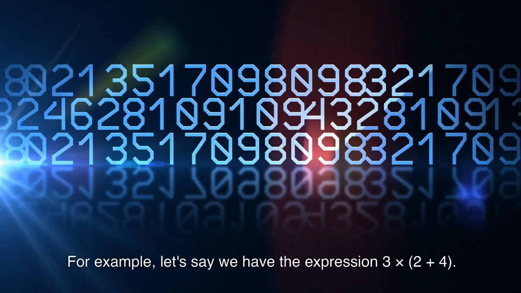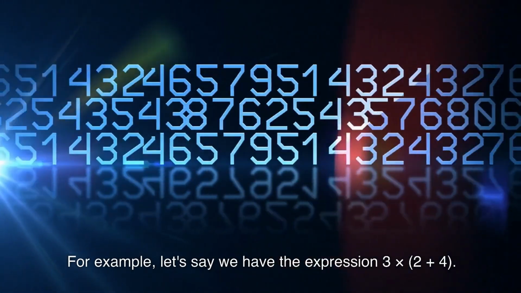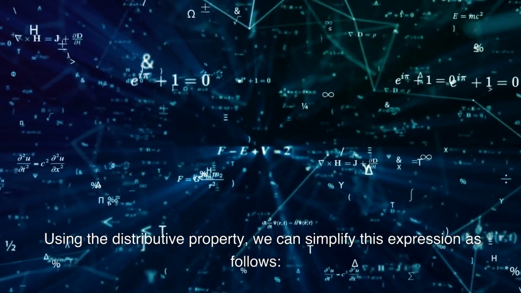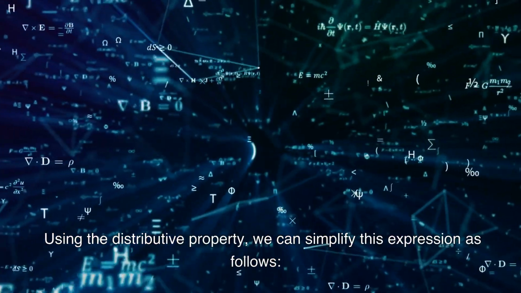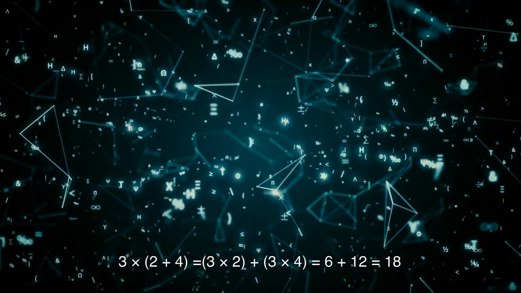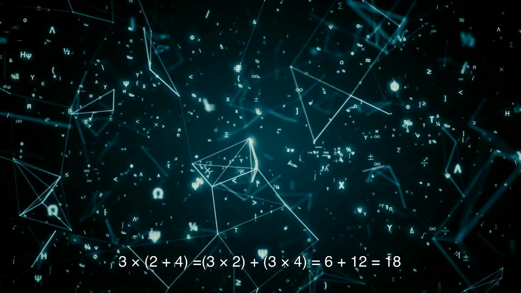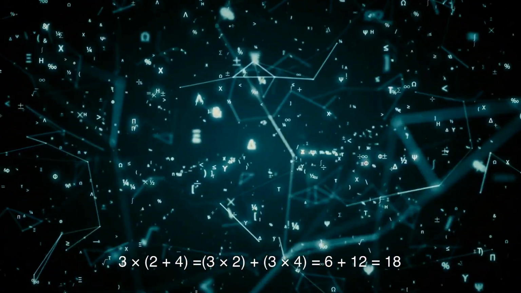For example, let's say we have the expression 3 times (2 plus 4). Using the distributive property, we can simplify this expression as follows. 3 times (2 plus 4) equals 3 times 2 plus 3 times 4 equals 6 plus 12 equals 18.